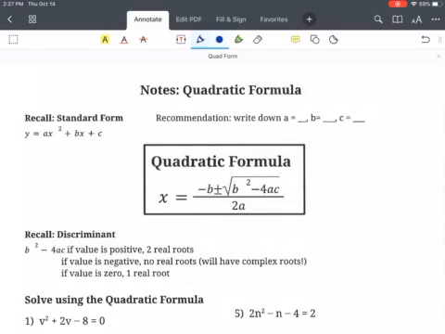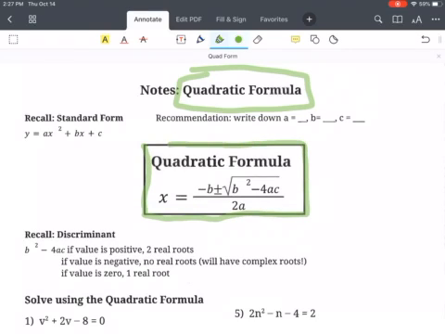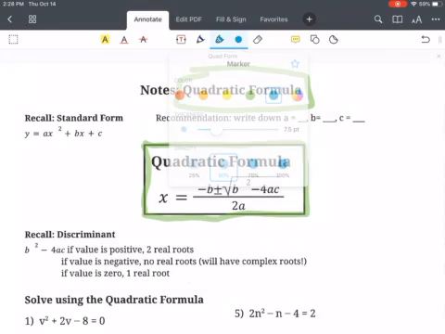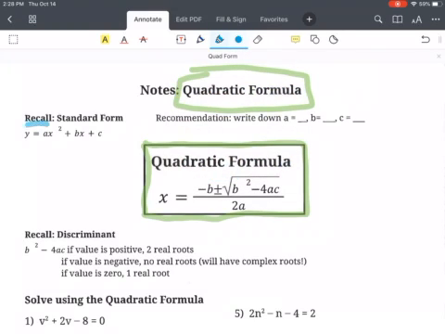All right, so today we are going to start talking about the quadratic formula, which you have probably seen before. Could be a little bit of review. If not, you will always have access to this formula here, which is what we will be using to substitute things in. We need to recall that everything is in standard form.